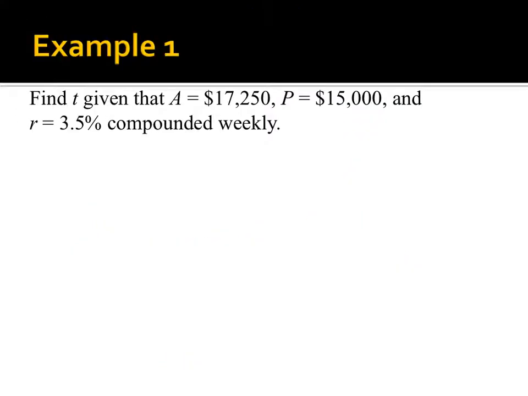All right, so here it is. Same example. We want to find T, given that A is 17,250, the P is 15,000, and the R is 3.5. And no, compounded weekly. Sorry, I forgot to erase that. We're not compounded weekly, that's not what I mean. Compounded continuously. So this weekly here, you should replace with continuously. That's the new word that you'll see on your homework.